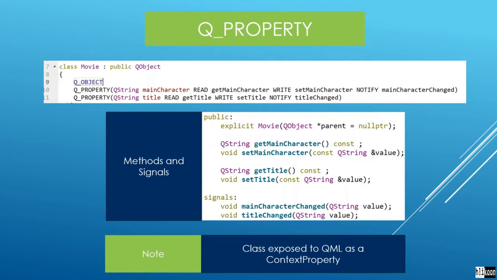To put things in context, let's talk about the problem that we are trying to solve here. Let's say we have a movie class and it has two fields. One is the main character, which is a string, and the other is a title for the movie, which is a string also. We want to expose these pieces of data in our movie class to QML and make the changes flow automatically. So if we change the main character in C++, QML is going to know automatically, and if we happen to change the same data in QML, C++ is going to know automatically. QProperties allow you to build something like this.